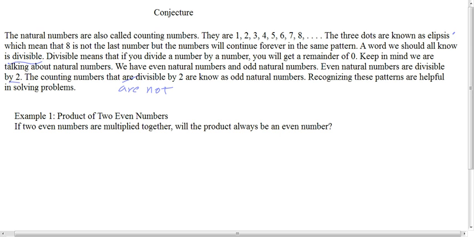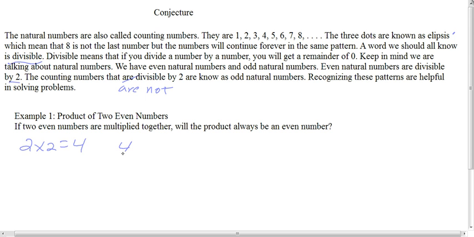But one of the first things we want to look at is what is a conjecture. Let's take a look at a hypothetical example. If you have 2 even numbers and they're multiplied together, will the product always be even? Well, I don't know. Let's see. Let's take the very first even number. So 2 times 2, that's going to give us 4.